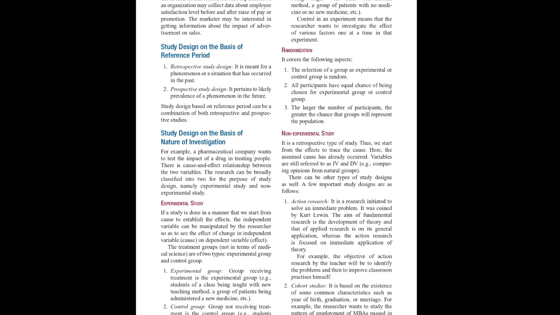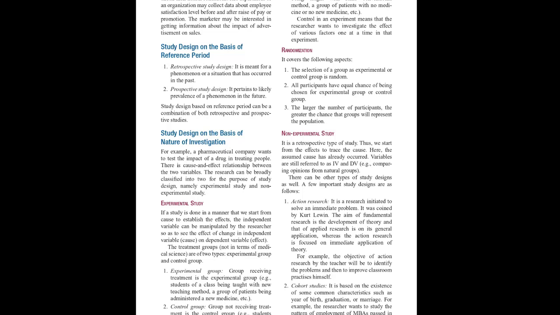Randomization: it covers the following aspects. 1. The selection of a group as experimental or control group is random. 2. All participants have equal chance of being chosen for experimental group or control group. 3. The larger the number of participants, the greater the chance that groups will represent the population.